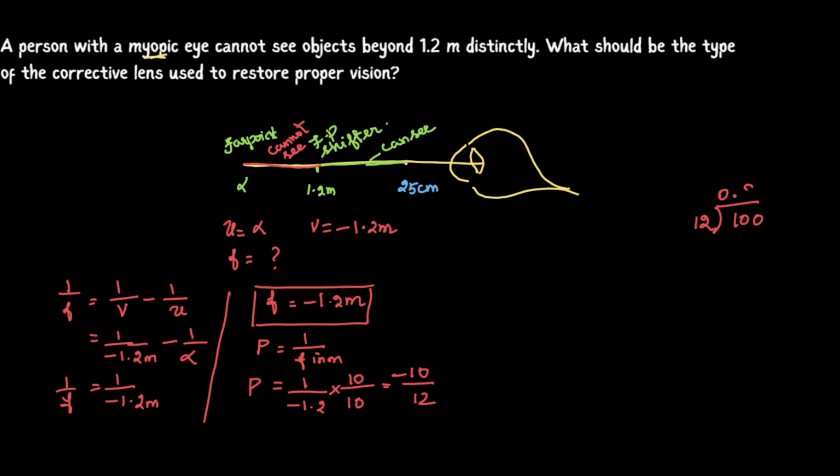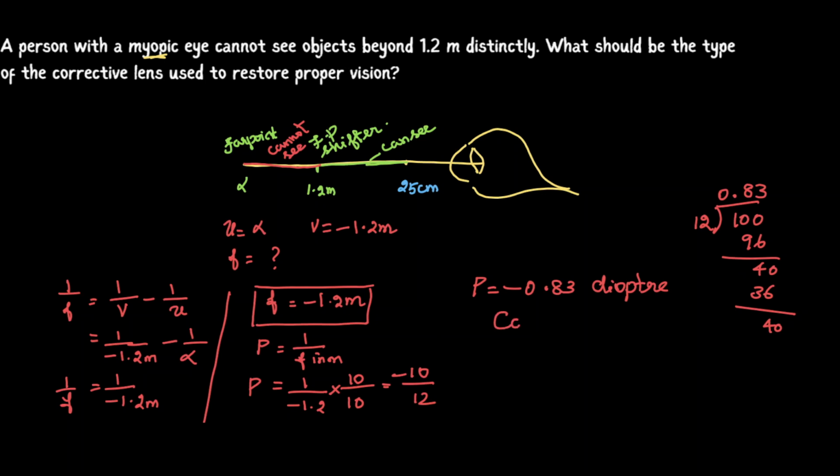8 12s are 96. Remaining 4. We can add 0. 3 12s are 36, remaining 4. It goes on just like that. So P is equal to minus 0.83 diopter. So the value is a minus value.